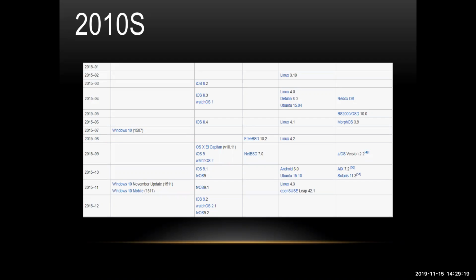And then we also had the tvOS 9.1, Linux 4.3, openSUSE Leap 42.1. And then for December, we had iOS 9.2, Watch OS 2.1, and then tvOS 9.2. By the way, tvOS is an operating system developed by Apple Incorporated for the fourth generation and later Apple TV digital media player.